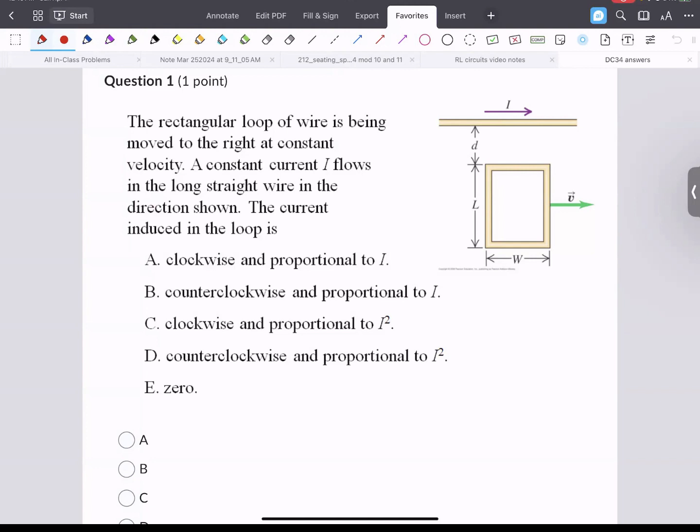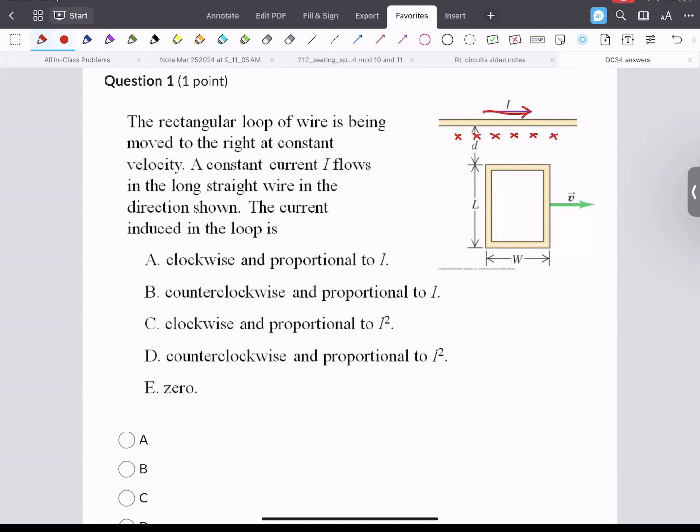So this one here is just going to be a reminder of Lenz's law and trying to figure out also what these induced currents are proportional to. Here we have a rectangular loop of wire being moved to the right with a constant velocity. A constant current I flows in the long straight wire in the direction shown. The current induced in the loop is... As a hint, the current I is this way. So if we use our right-hand rule, we see that the magnetic field is into the page.